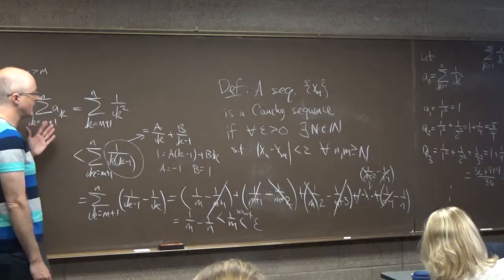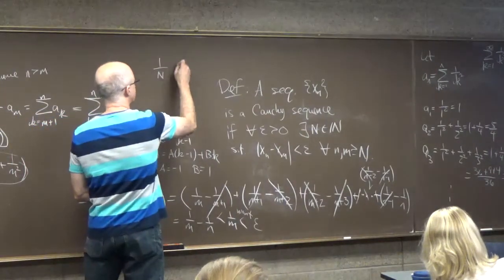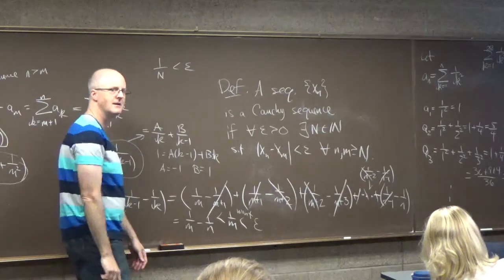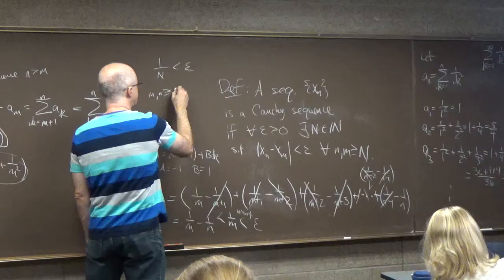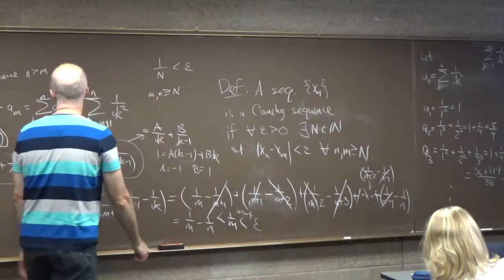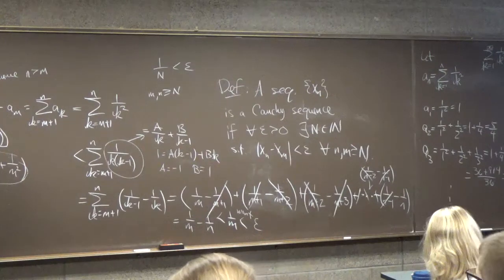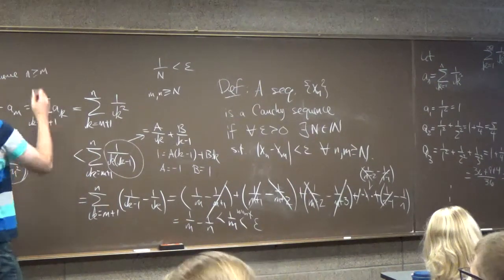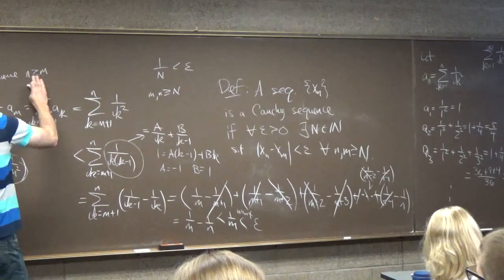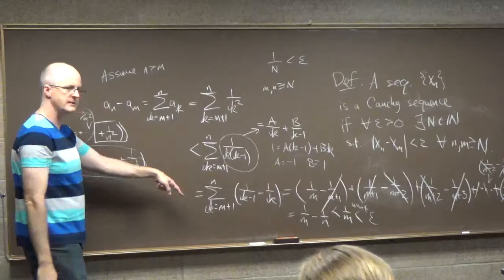So you'd say let epsilon greater than 0 be given. You'd say choose capital N so that 1 over capital N is less than epsilon. Assume little m and little n are bigger than or equal to capital N. Without loss of generality, assume little n is bigger than little m. You get away with greater than or equal to. It's okay to assume that little n is strictly greater than little m. And then go through all this stuff.